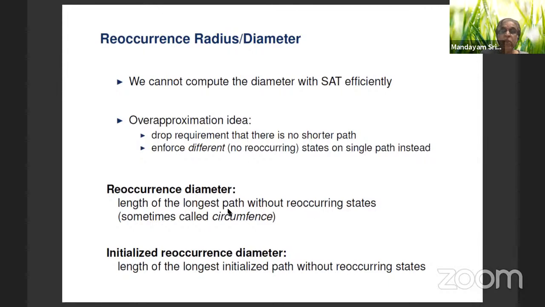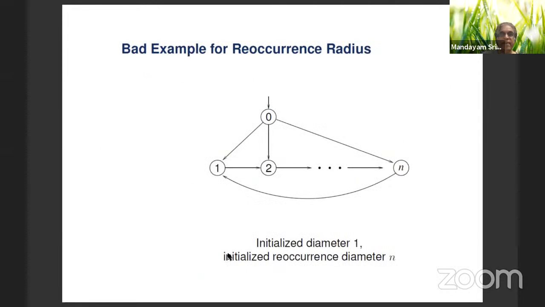So how long can you march, what is the longest path from that state that you can take without any state repeating, before it lassos? That is what is called the reoccurrence diameter. When applied to states in the initial set, it is called the initialized reoccurrence diameter. I will show you an example here.